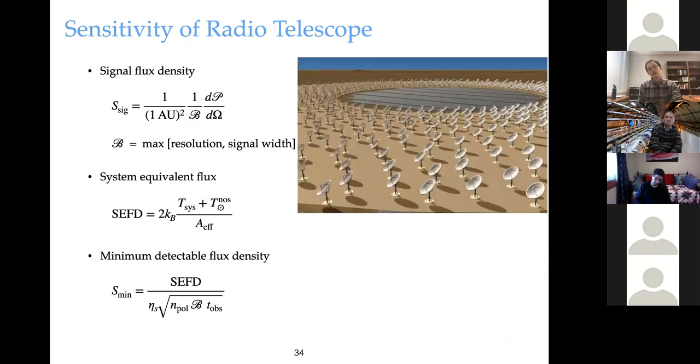And we already have the signal flux density. The signal flux, as I told you, you have the probability of the conversion. You times, maybe you consider the absorption, and then you divide by d square. D is the distance, is 1 AU, right? Earth and the sun is 1 AU, squared, and divided by the resolution. The B is just resolution, or whichever is larger, signal width. If the resolution is larger, you're just using resolution. If the signal width is larger, you use signal width. Usually, in the normal case, resolution is much larger.